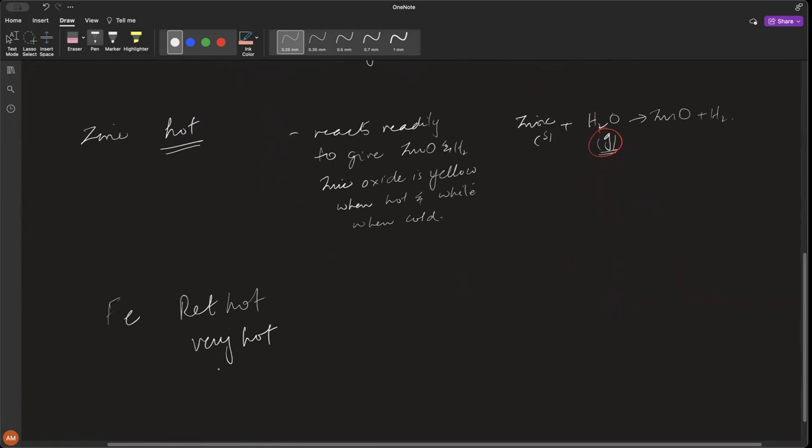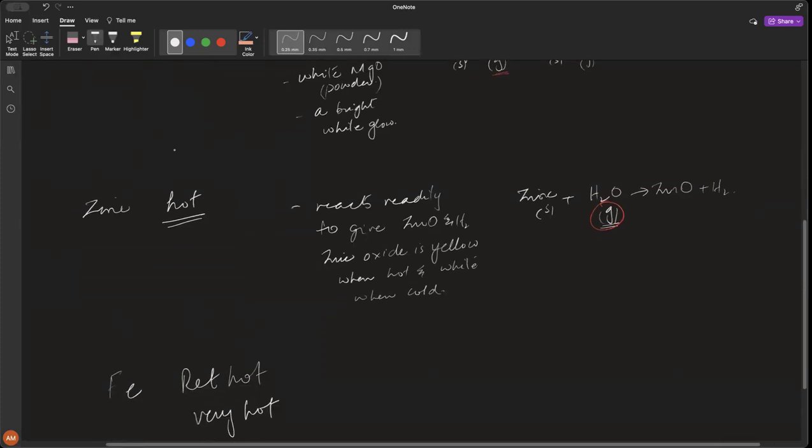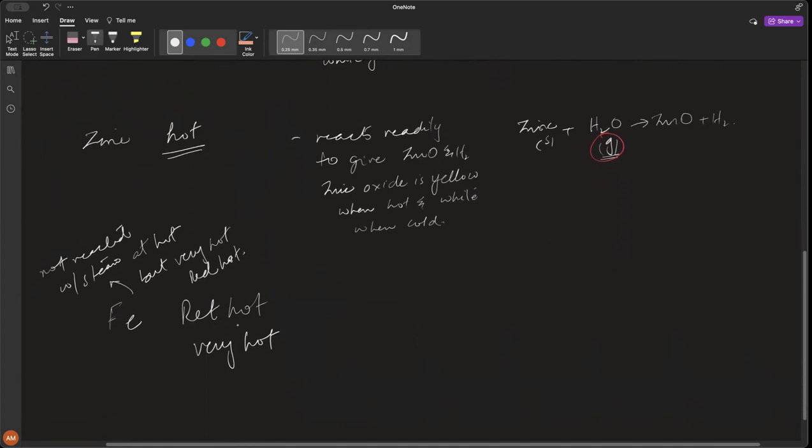Very hot. You see now, both the zinc and magnesium reacted with steam when they were hot. But iron, if it was only hot, it would not have reacted with steam. You understand? It would not have reacted with steam at hot, but needs to be very hot or red hot. You understand this point? So definitely this is an indication.